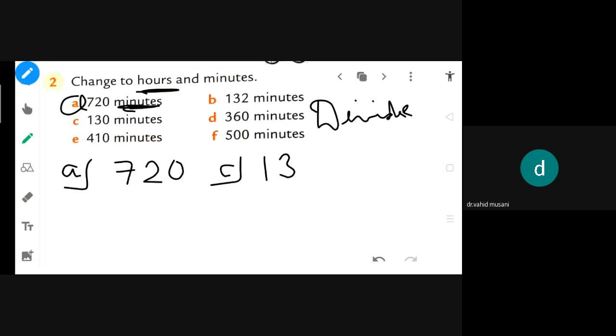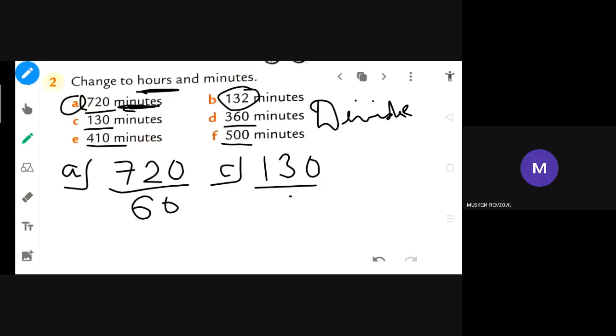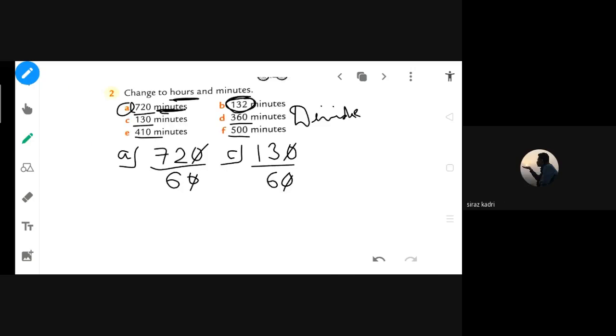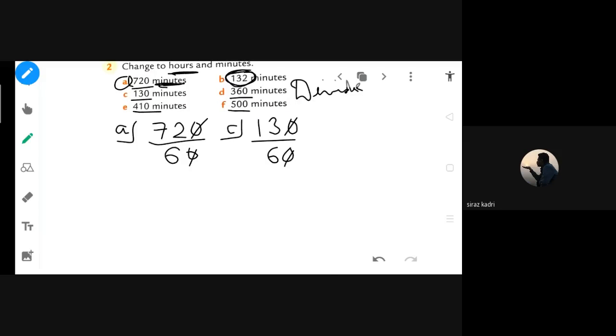So you can see B question doesn't have zero, but these A, C, E, D, F all have zero. So in all the zero questions we can do one thing, that we can cancel the zero. This way we can cut the zero. Okay. So you can see that we have to divide 72 by 6. 72 by 6. So how will we do it?